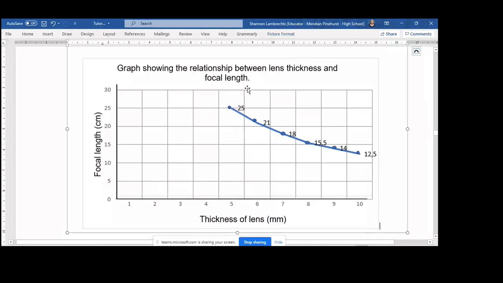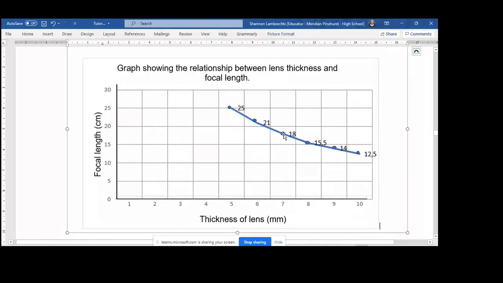Line graph is not a heading. So if you just write the line graph, that's not a heading. If you write the focal length of 6 different lenses, that's not a correct heading. Your heading must always have the thickness and the focal length, so always both variables in it. So always variable y and variable x. That's the first thing. Okay, so heading, you will get a mark for if both variables are in there, and then you get a mark if you drew the correct graph, which is a line graph.